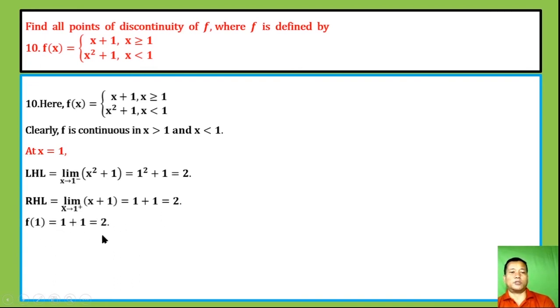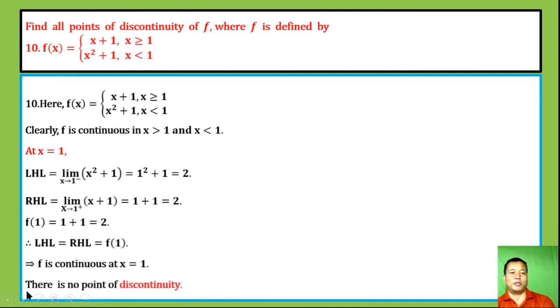F of 1 is also 2. Therefore, left hand limit equal to right hand limit equal to f of 1. This shows that f is continuous at 1. There is no point of discontinuity. Continuous below 1, continuous above 1, and continuous at 1. There is no discontinuity over real numbers. The domain of this function is the set of real numbers.